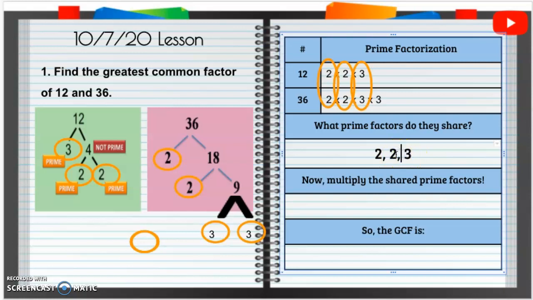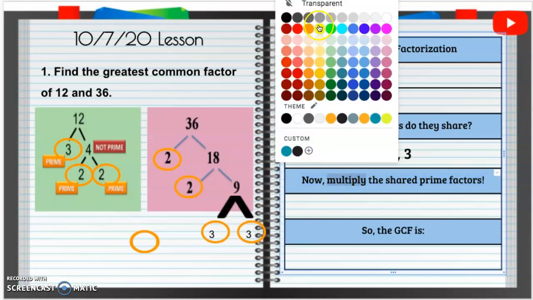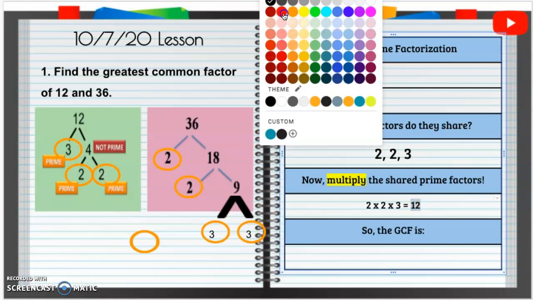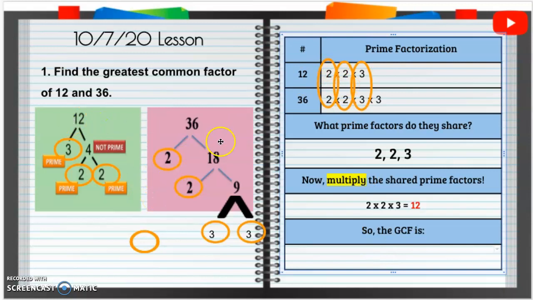What are we going to do with those numbers? Well, the next thing we're going to do is multiply them. So we're going to multiply the shared prime factors. 2 times 2 times 3. Well, we know 2 times 2 is 4, and then 4 times 3 is going to be 12. So the greatest common factor, or the biggest factor that can go into both 12 and 36, is indeed 12. So I'm going to make that a little bigger, and that is going to be our answer. So our greatest common factor is 12.